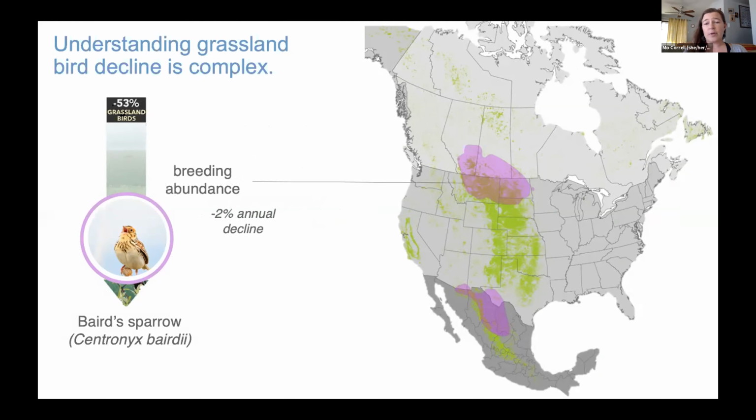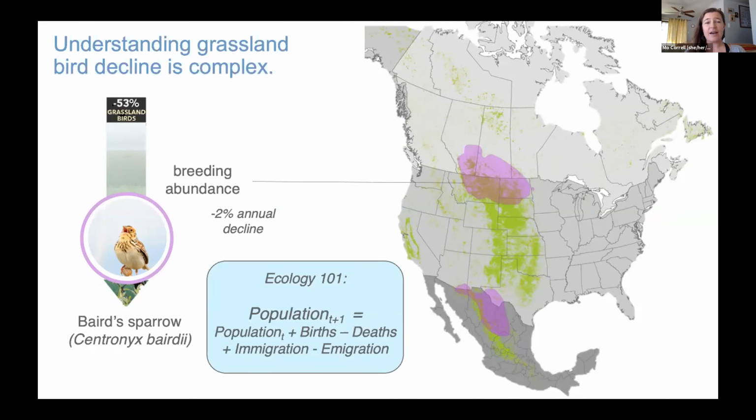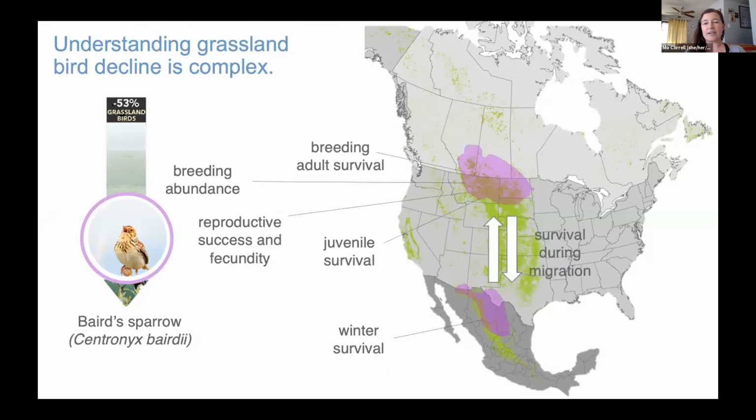So we know that this bird is in decline. Roughly 2% annual decline is what we're seeing for this species. But breeding abundance, really, if we think back to our Ecology 101 lessons, abundance or the population in general is a factor of the population from the previous year, plus births, minus deaths, plus immigration, minus emigration.